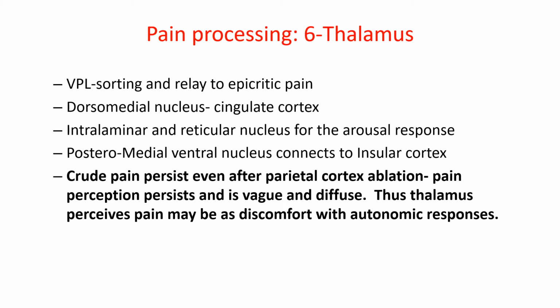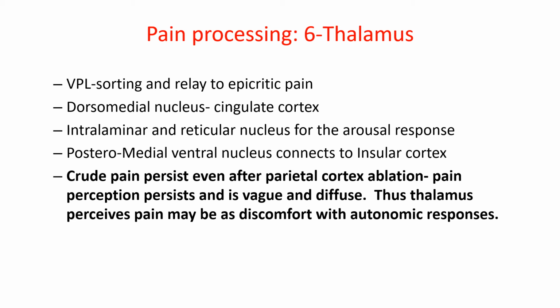That is one component. Thalamus also sorts the information and after sorting relays it into the parietal cortex, the sensory area number 1, areas 3, 1, 2, for the epicritic component of the pain, that is the localization, discrimination, that is knowing about the attributes and other characteristics involved with the pain.